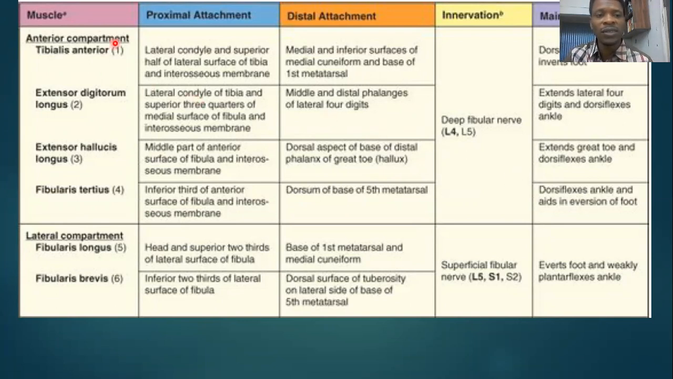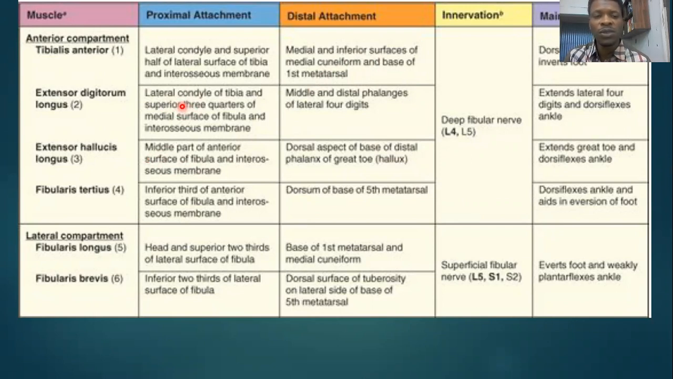So you can see that in the anterior compartment, we have the tibialis anterior, which arises from the lateral condyle and the superior half of the lateral surface of the tibia, and the interosseous membrane. It will insert on the medial and inferior surfaces of the medial cuneiform and base of the first metatarsal. Then the next muscle that arises from there is the extensor digitorum longus.